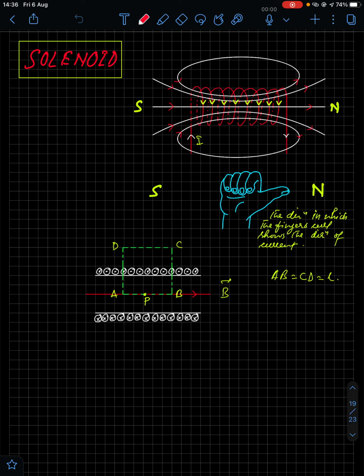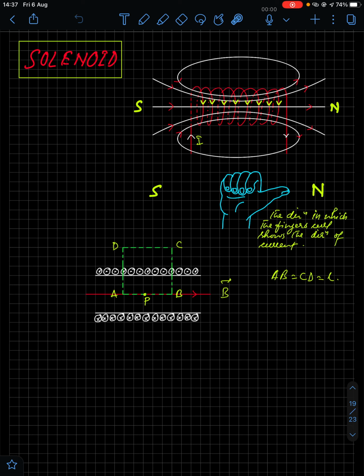Hello everyone. So this is the third lecture on the chapter Moving Charges and Magnetism. Today we will discuss two applications of Ampere's circuital law. Yesterday, in the second lecture, we had one application of Ampere's circuital law, and today we will discuss the other two.